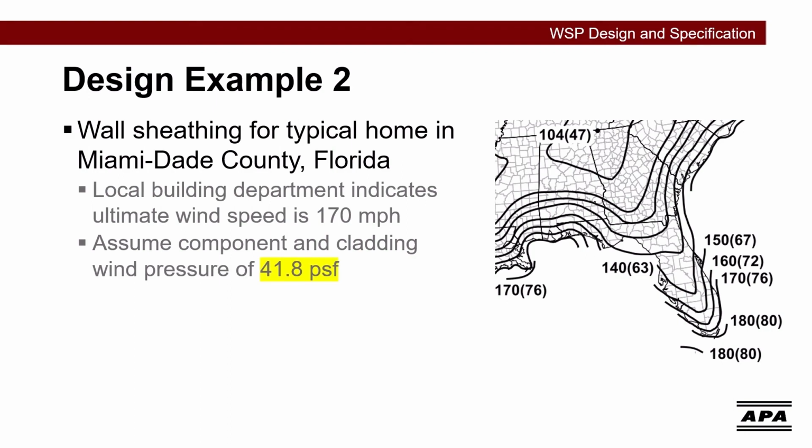Let's move on to our second and final example. In example 2, we'll evaluate wall sheathing for a typical home in Miami-Dade County, Florida, where the local building department indicates an ultimate wind speed of 170 miles per hour. Wind design is complicated, and a lot of different factors can play into the design pressure. The focus of this session is on the design of the wood structural panel, so we'll skip that derivation and assume a design wind pressure of 41.8 pounds per square foot.